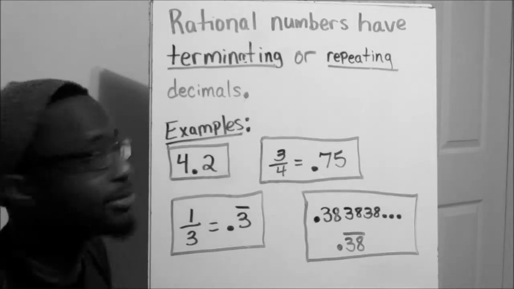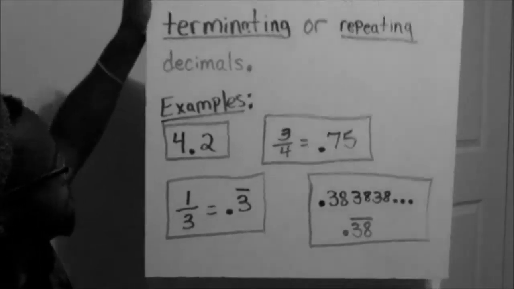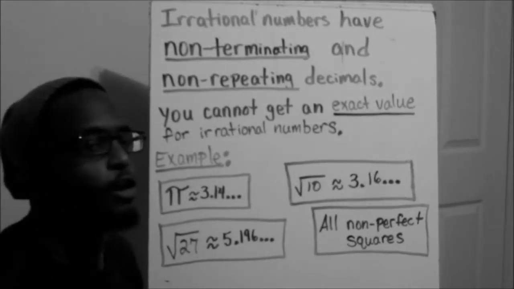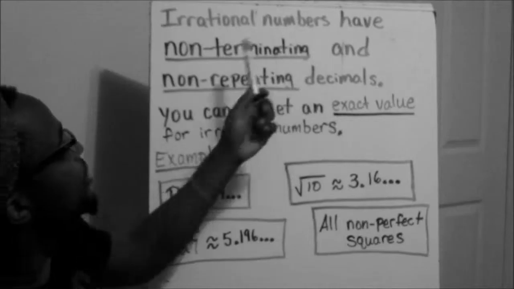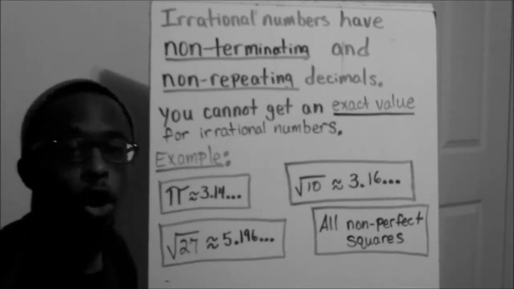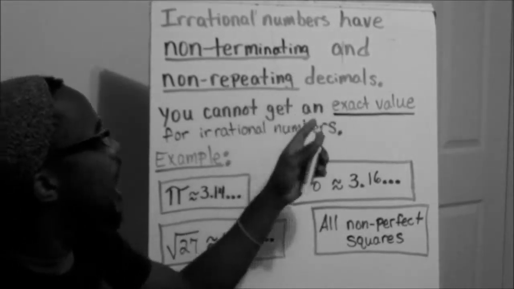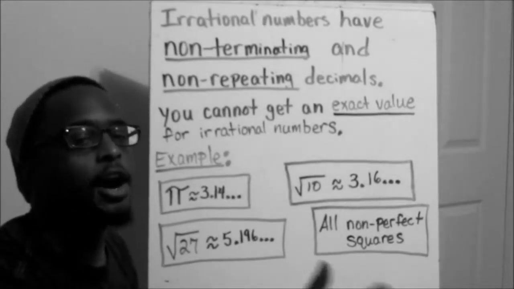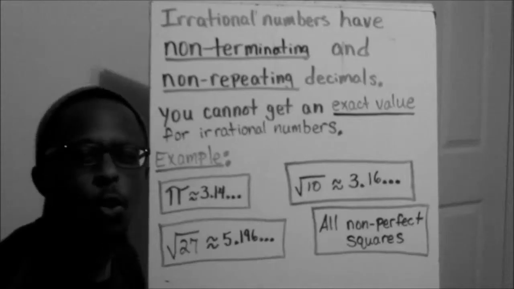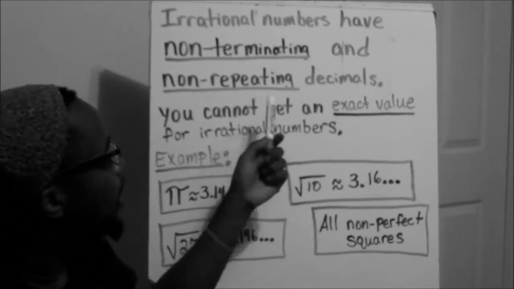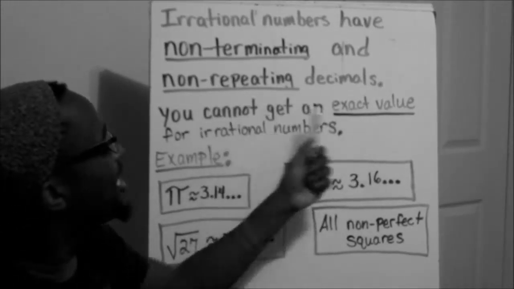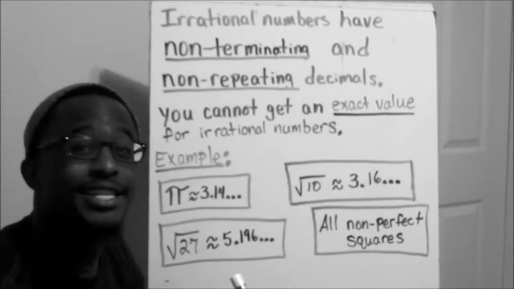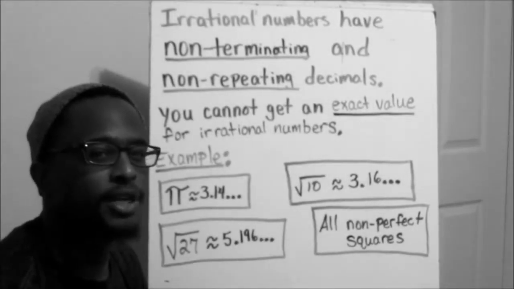Now let's take a look at irrational numbers. Irrational numbers obviously are the opposite of rational numbers. So irrational numbers have non-terminating decimals, so their decimals go on and on forever, and non-repeating decimals. So not only do those decimals go on and on forever, but they also don't repeat in a certain order, like we saw with rational numbers. For that reason, we can never get an exact value for an irrational number. We can only get an approximation or a close estimate to what the value of an irrational number is.